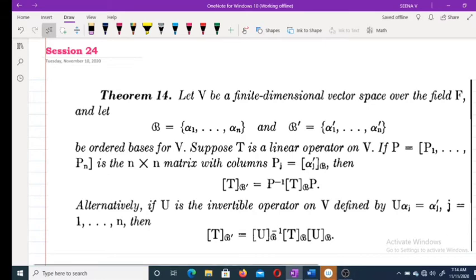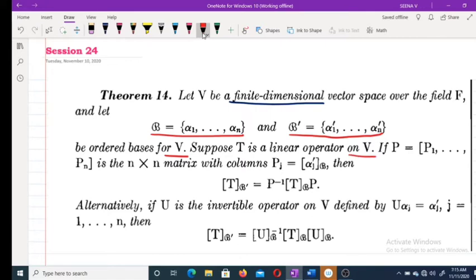Given that, let V be a finite dimensional vector space over the field F. And let B, script B, equal to alpha 1, alpha 2, etc., alpha n, and B dash equal to alpha 1 dash, etc., alpha n dash, be ordered bases for V. Now suppose T is a linear operator on V.